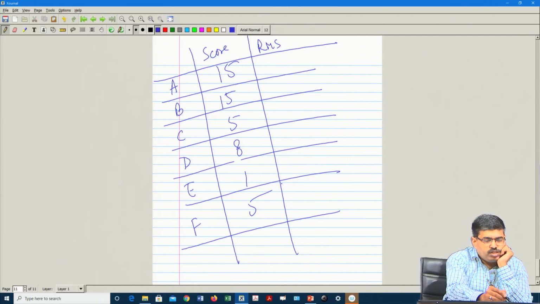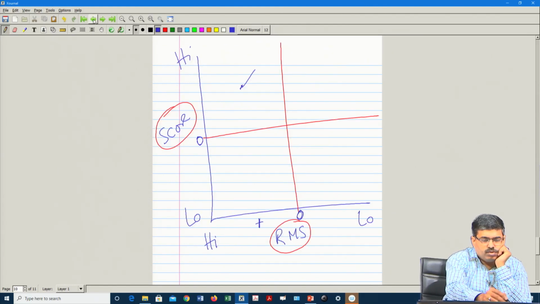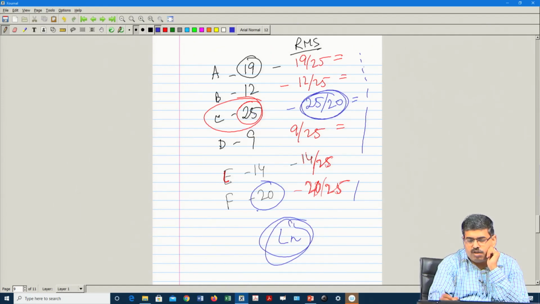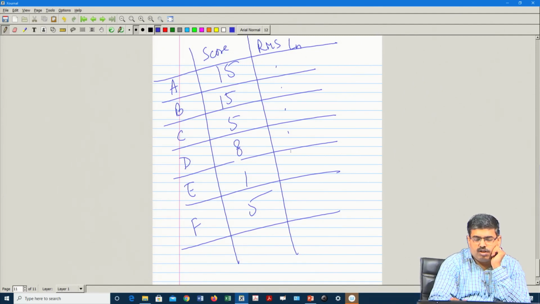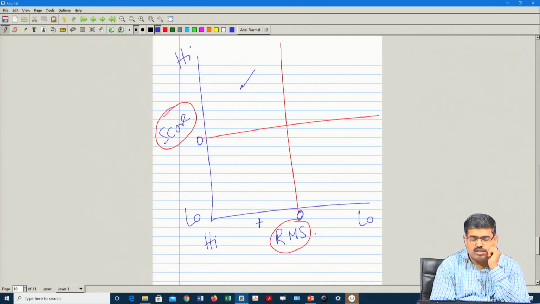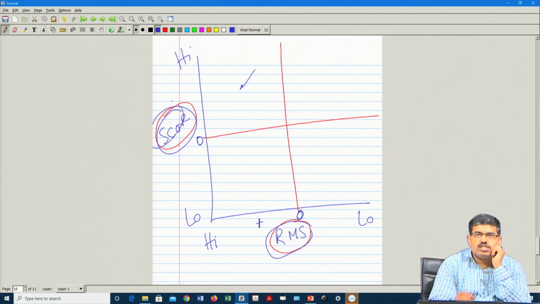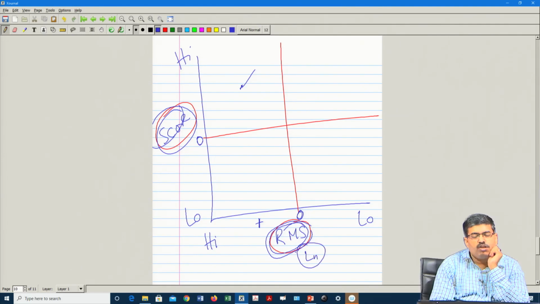Now just by taking the natural log of these values, we will get some values. You put the natural log values here. So now you get two axes of the BCG matrix: the score sheet that we just now gave you, 15, 15, 5, 8, etc., and the natural log. Now you plot the graph.